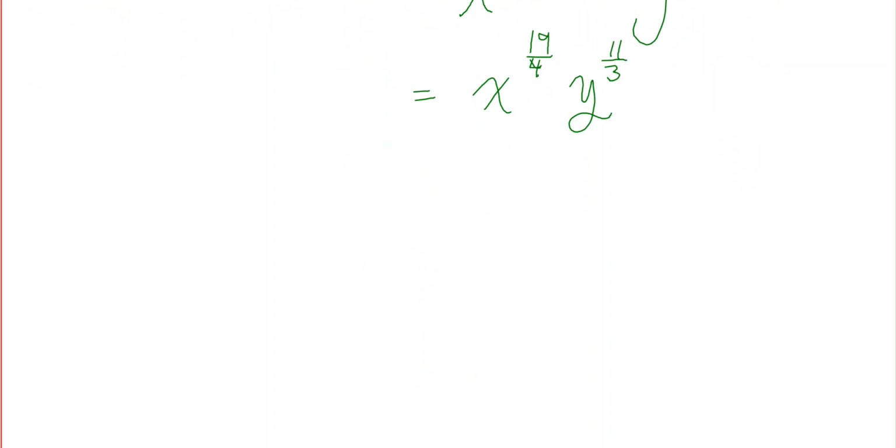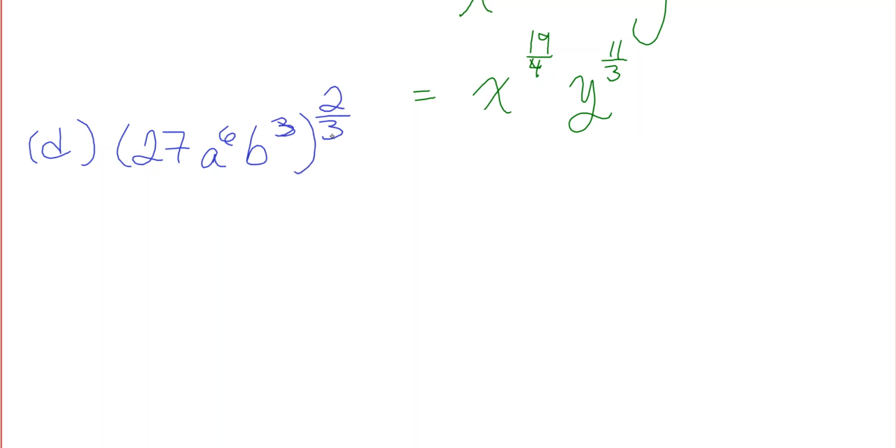There she goes. Okay. Last but not leastly, we have our final example. 27 a to the 6th, b to the 3rd, all to the 2/3 power. I believe in us. This one's going to be a little challenging, but I think we got the muscle to do this. So the first things first, I'm going to distribute my exponent across all of my factors.